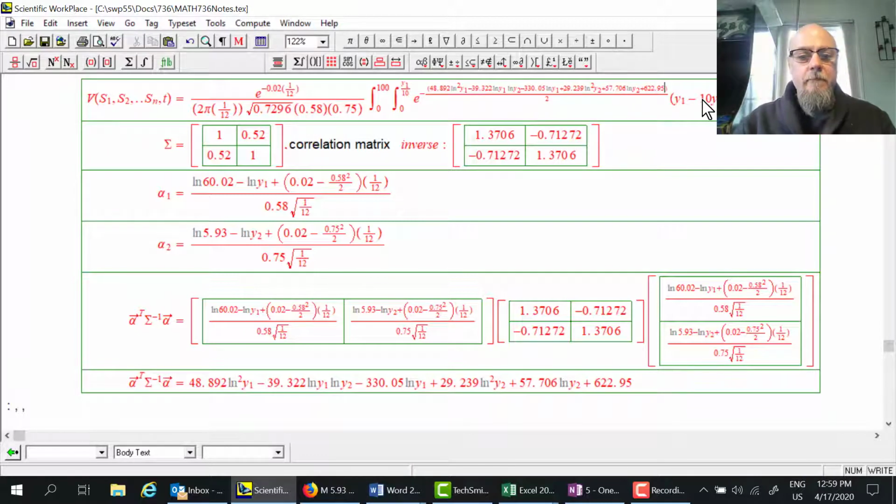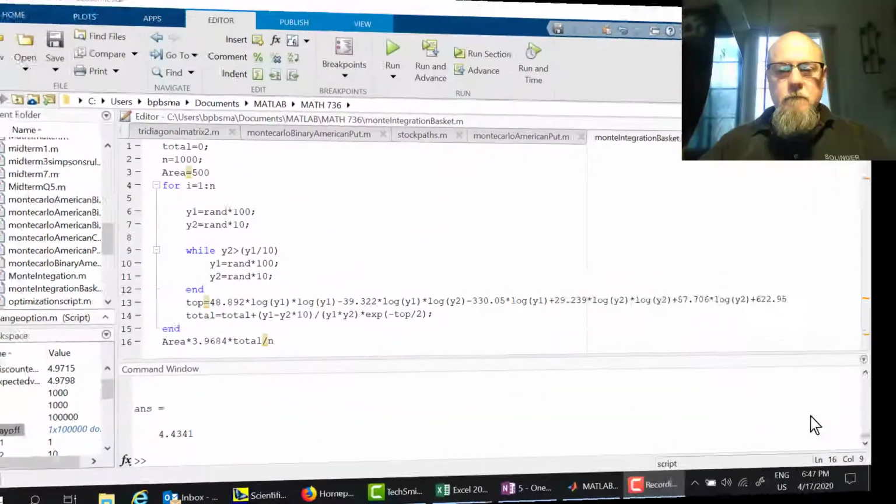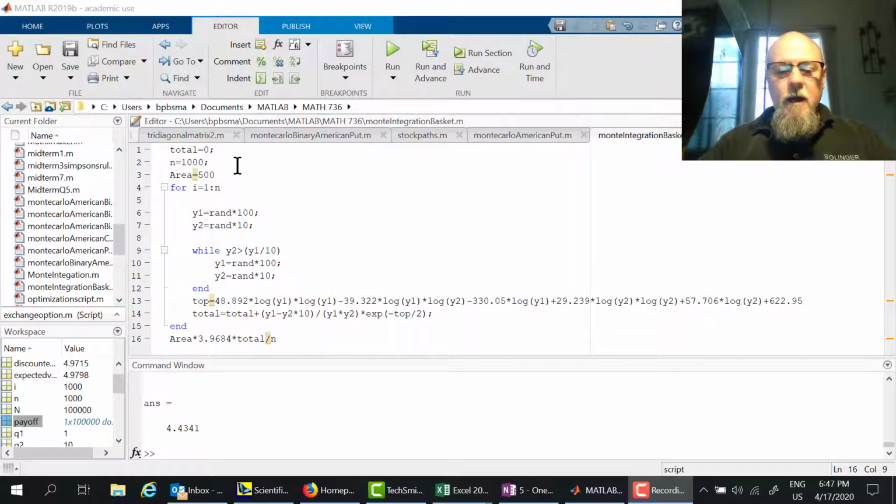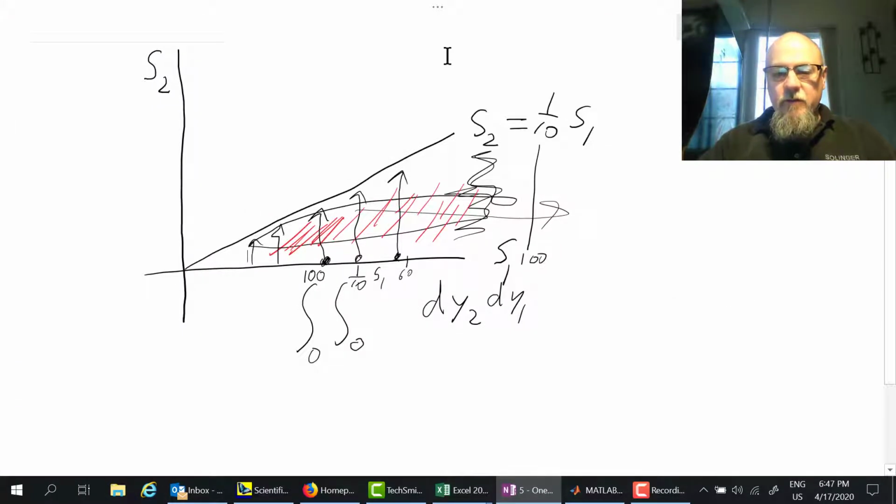Now I'm set. It's time to do this integral with Monte Carlo methods. So we're going to have to pull out our Monte Carlo code. I've got the MATLAB open. Remember, we have to take the average value and then multiply it by the area of that triangle. Since we went out to 100, the area of that triangle is 100 times 10 divided by 2, which is 500.